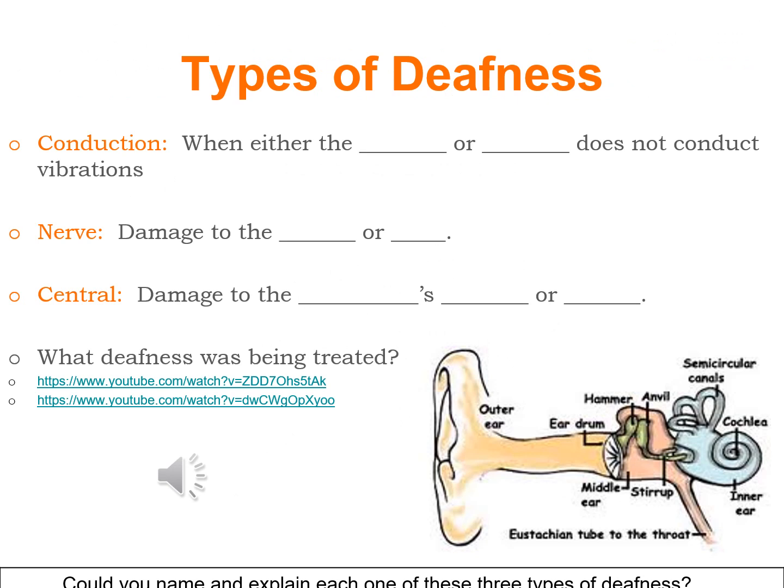Let's now consider the three types of deafness: conduction, nerve, and central. In conduction deafness, the parts of the ear that are supposed to vibrate and hence conduct vibrations are not functioning properly. Take a moment and think of what parts are supposed to vibrate. Well, first it would be the eardrum, and after the eardrum, the three tiny bones, formerly known as the ossicles, but it's perfectly fine to call them the three tiny bones.